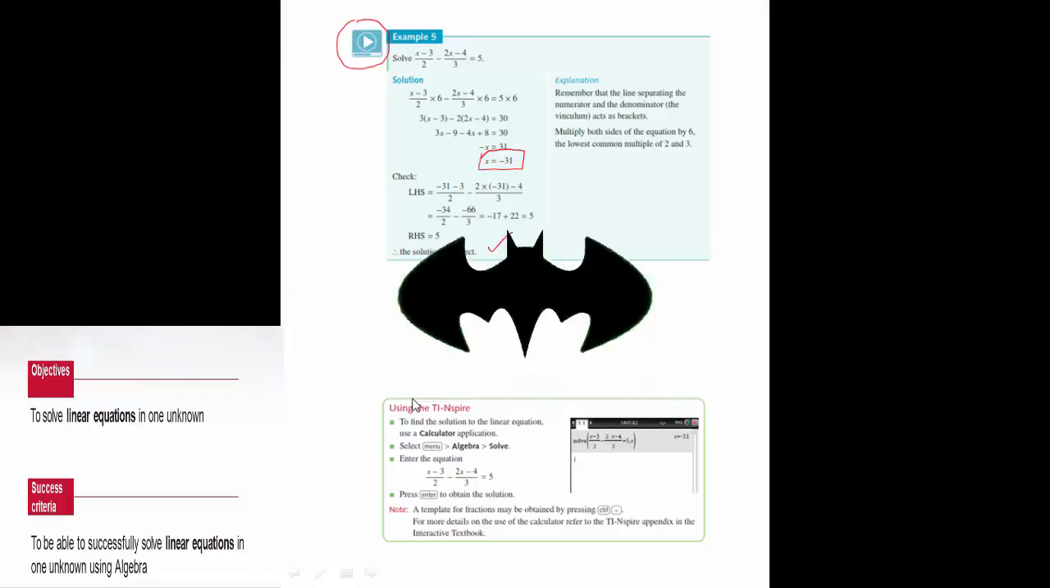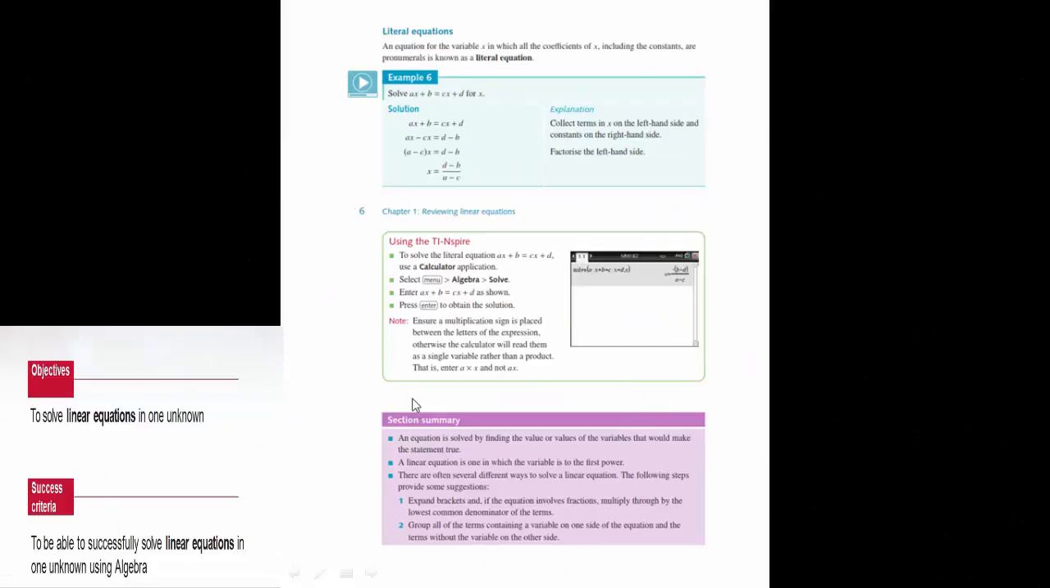Okay, and let's continue. Example 6, literal equation. This is what I was talking about, where they don't actually give you the numbers, they give you letters, but they're saying only as far as we're concerned, we're solving for x, so we take x as the only unknown, and that a, b, c, and d are constants, but we don't know what they are. Okay, so then it becomes very important, when you insert them into the calculator, to put the multiplication. Don't put ax, put a times x, c times x, etc.